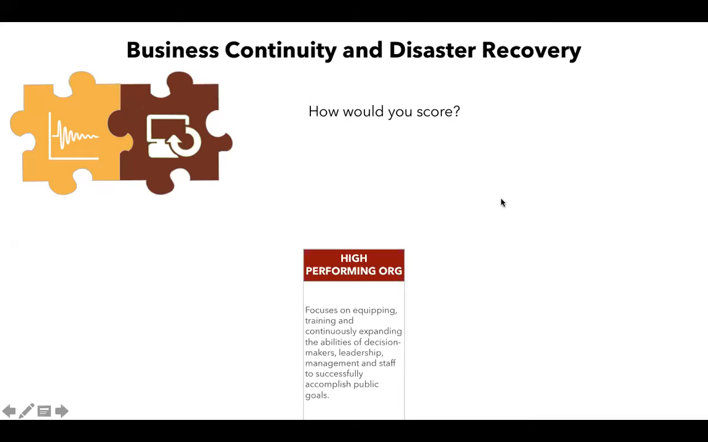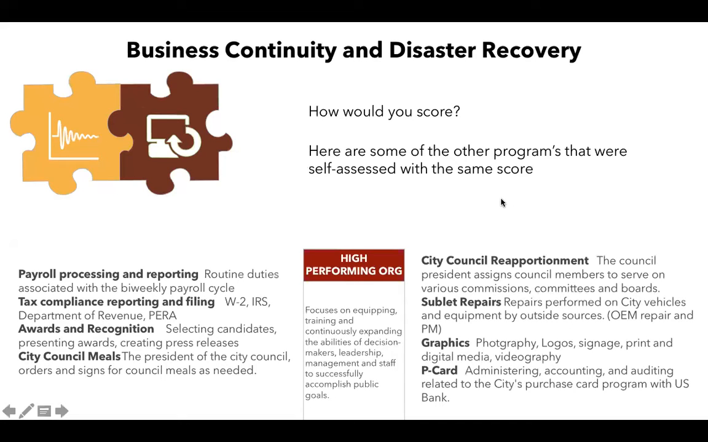Just to give you some context, these are other programs from that same organization that also scored the same score in this particular area. So if we're looking at business continuity and disaster recovery, do you agree that that should have the same score as city council meals under the result area of high performing org? Does it make sense that business continuity and disaster recovery would have the same level of influence over high performing org as city council meals, as sublet repairs, as payroll processing and reporting?